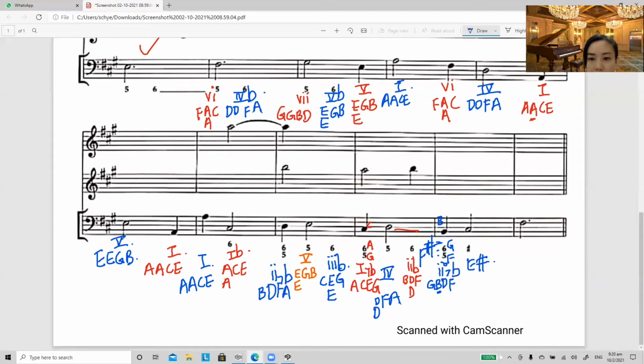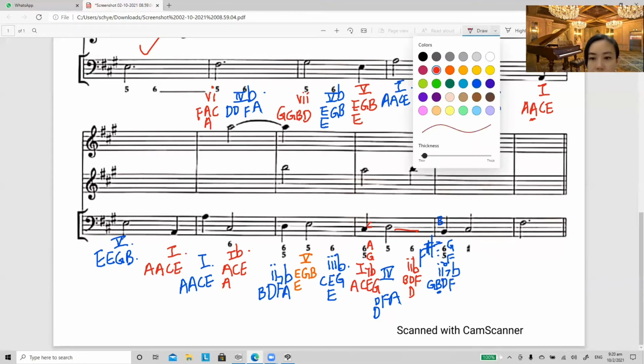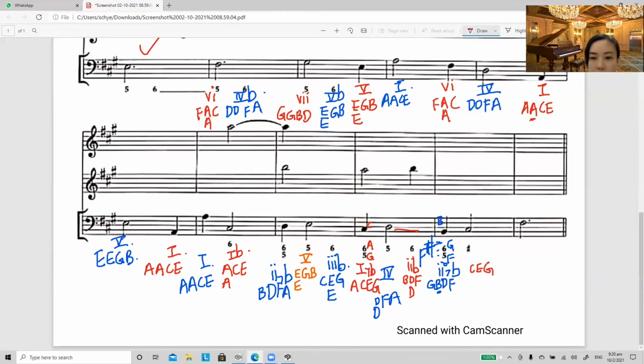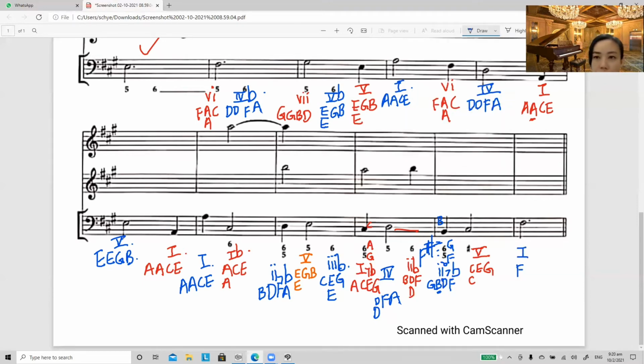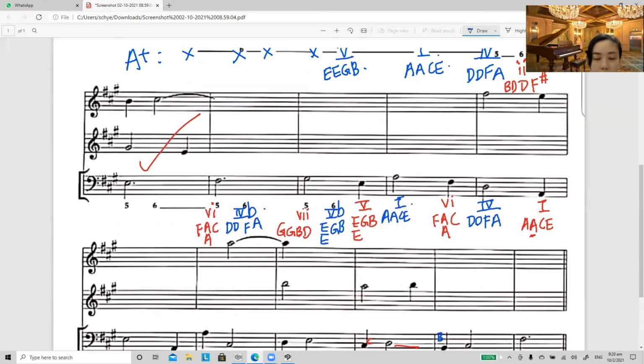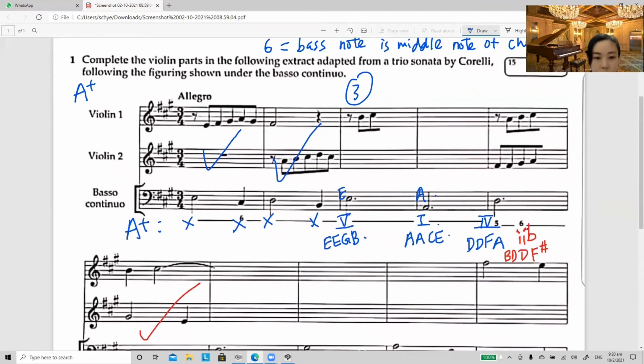Next one, this is a root position with E sharp. So in F sharp minor, this is C, E, G. This is chord 5 in F sharp minor. So this is C, C, E, G. The last chord is chord 1 because it starts with F. Chord 1 is a minor chord. So I put a dot. F, F, A, C.